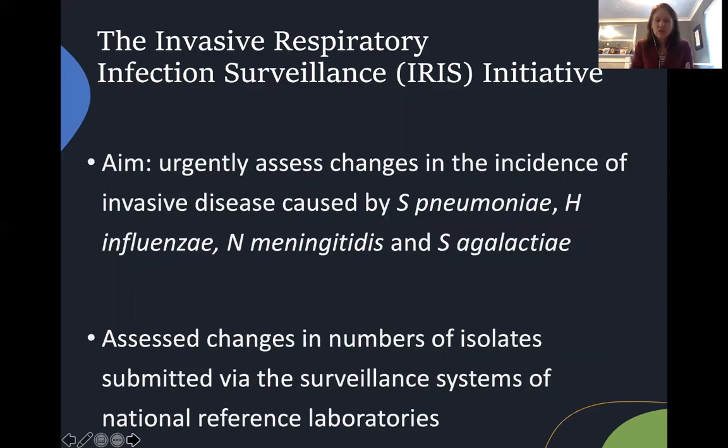To do this, we assessed changes in what were being submitted through routine surveillance systems in national reference laboratories. So we were not setting up a new study in terms of the collection of the data, as in the isolates being reported to the reference laboratories, but we simply used data that were already part of national surveillance programs.